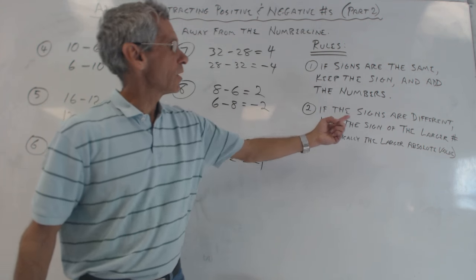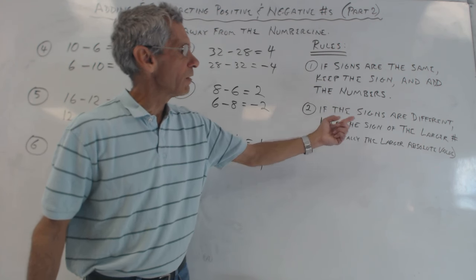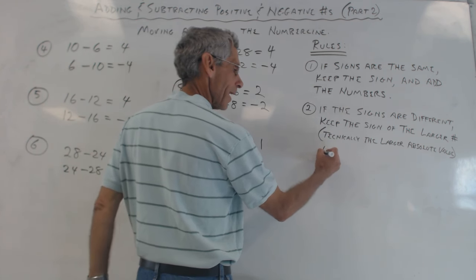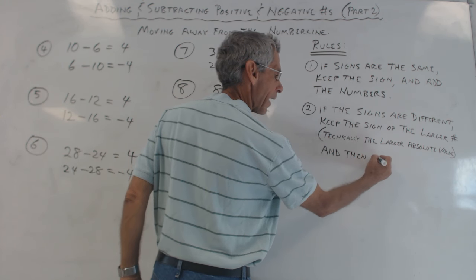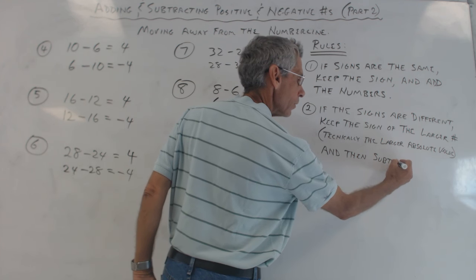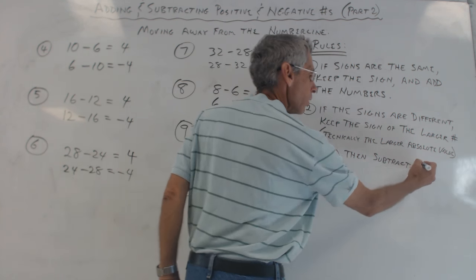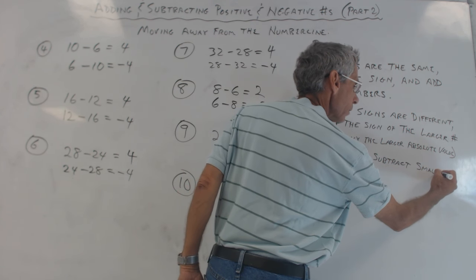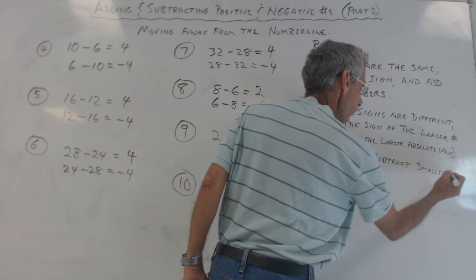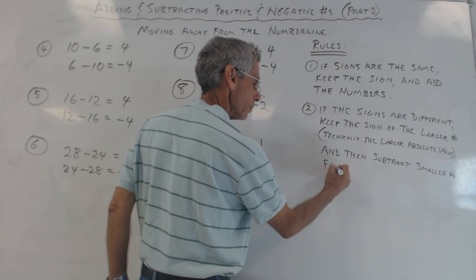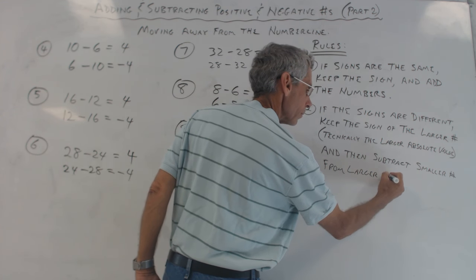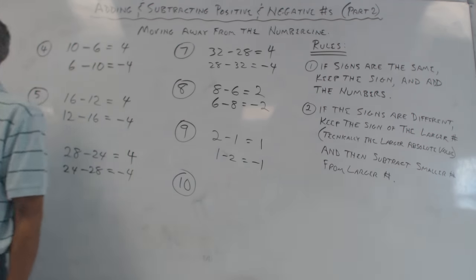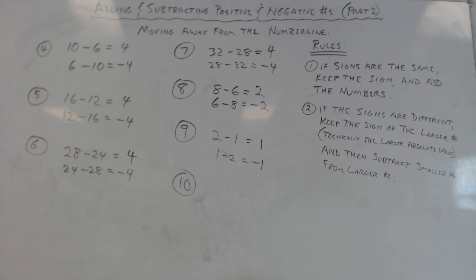So if the signs are different, keep the sign of the larger number and then subtract the smaller number from the larger number. We'll talk about it.